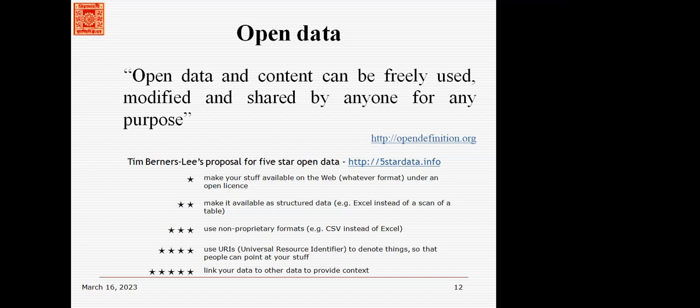What is the 5-star data? Single-star data is the data that are available on the web and under the open license. I will tell you again, open license, what is the license? For the open access publication, I will discuss later on. So single star data is those data that are available on the web and there is no specific format, whatever may be the format, but it will be under the open license. This is the single star data.